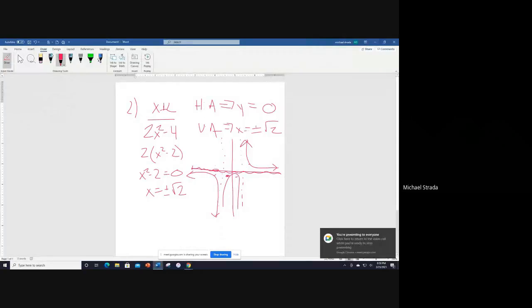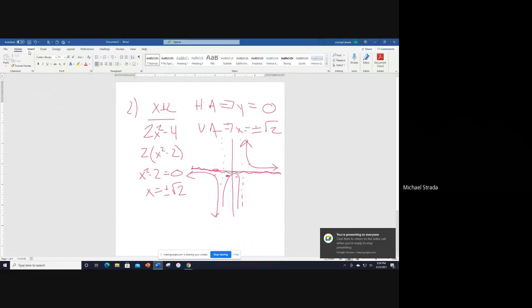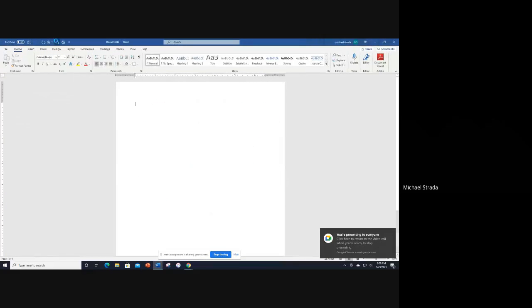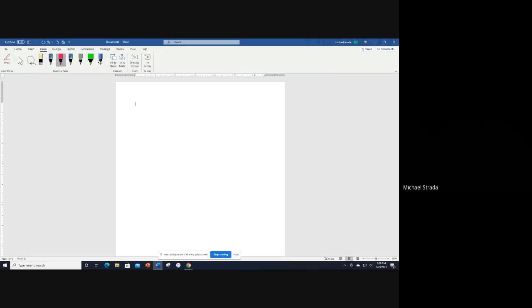To look at number 5. All right. Oops. Didn't really need that one. So we're going to look at number 5 now. So y equals 5x squared plus 2x over 2x to the 5th minus 4x cubed.